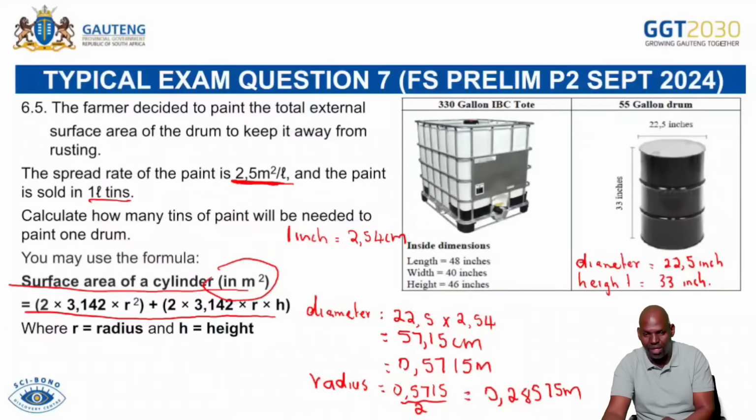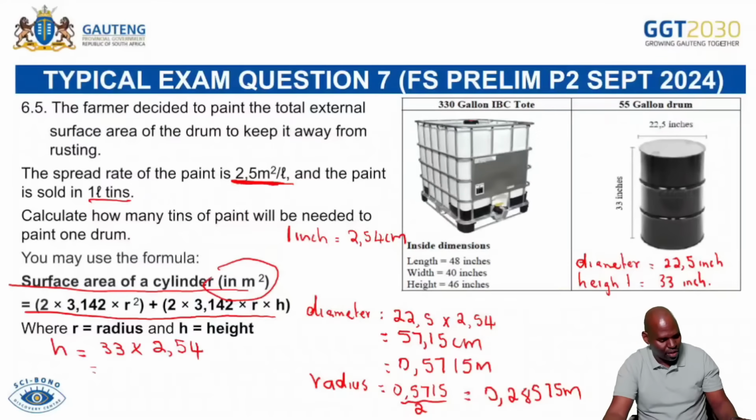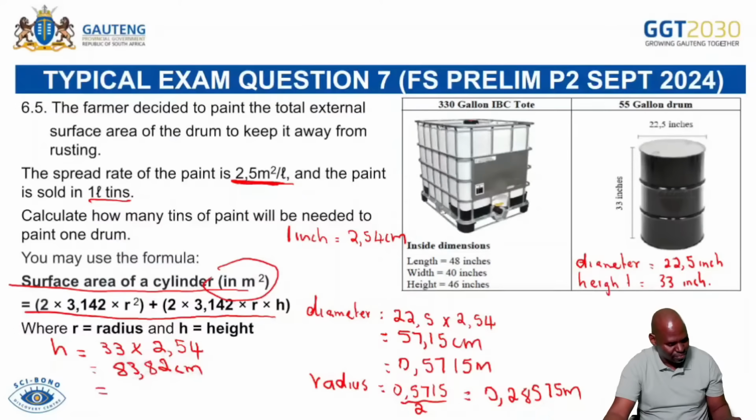Now I've got the value of the radius, but I don't know the value of the height. The value of the height is still in inches, so I'll say the height is 33 inches. Then I take 33 and multiply by 2.54, and I get 83.82, and this is in centimeters. Again, I can't substitute it into the formula while it's in centimeters, so I'll convert it. I divide it by 100, then I get 0.8382. It's now in meters. I now have the value of the radius and the value of the height, so I can do the substitution.